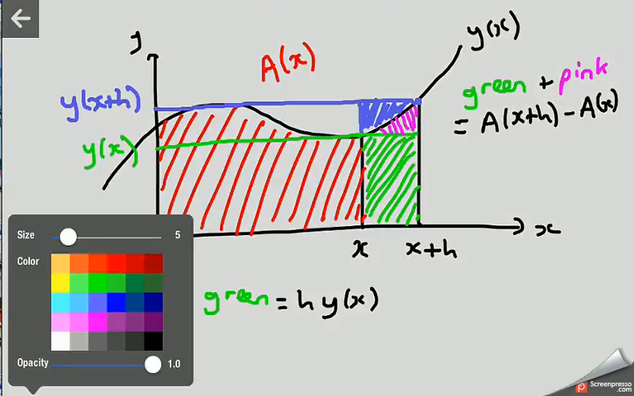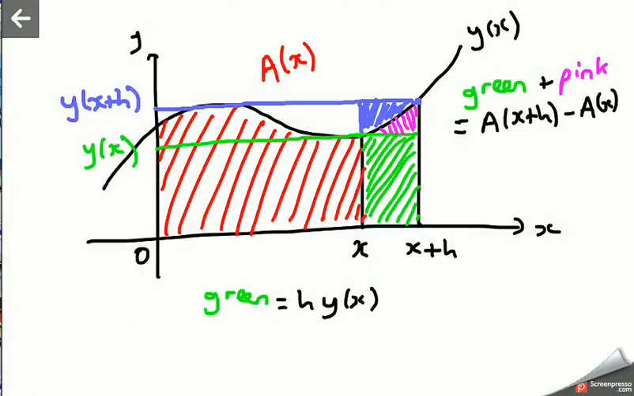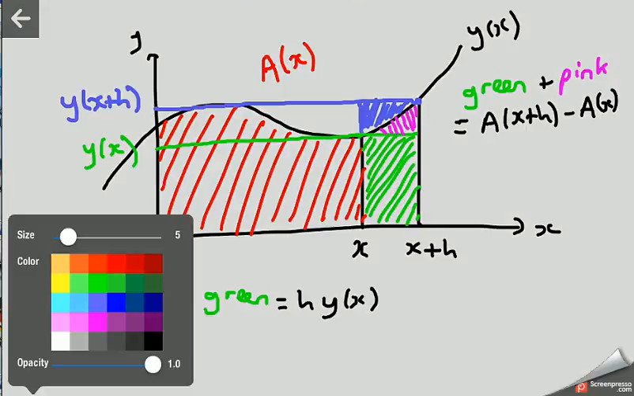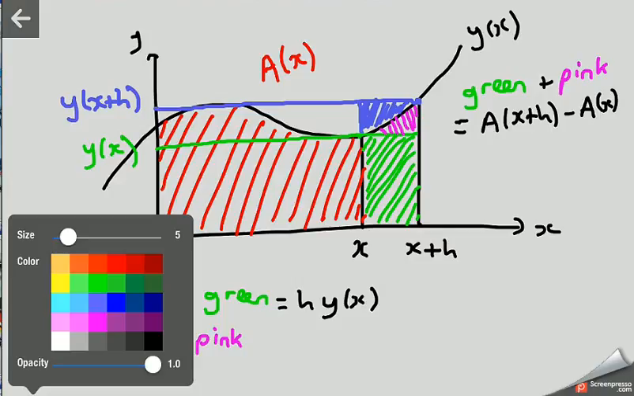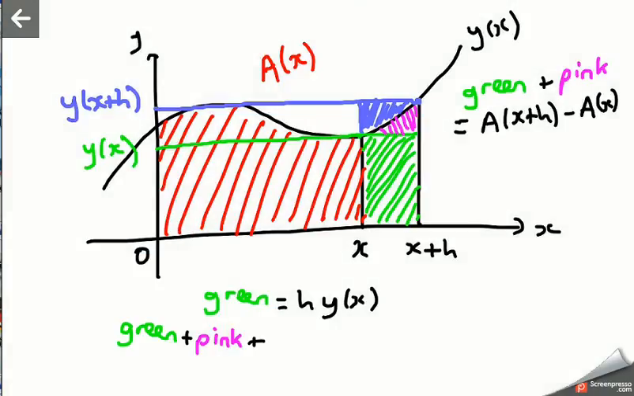So that means that green plus pink plus blue equals, so the area of the green part plus the pink part plus the blue part has to be h times y of x plus h.